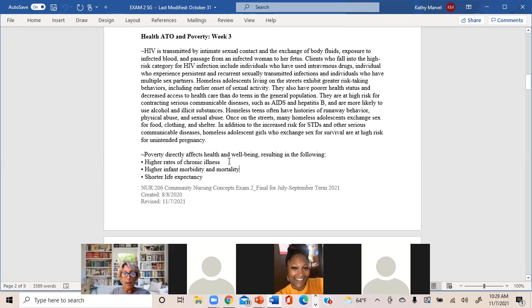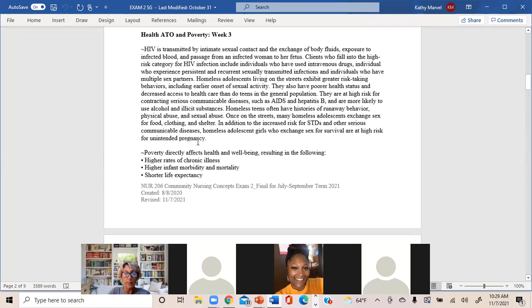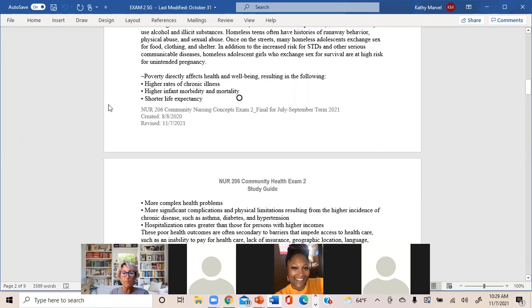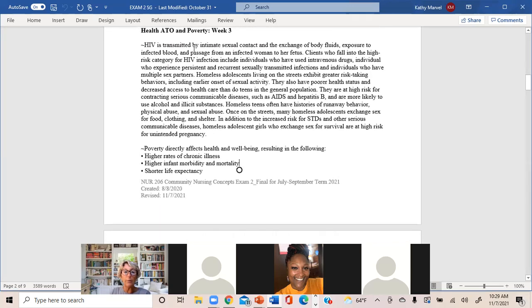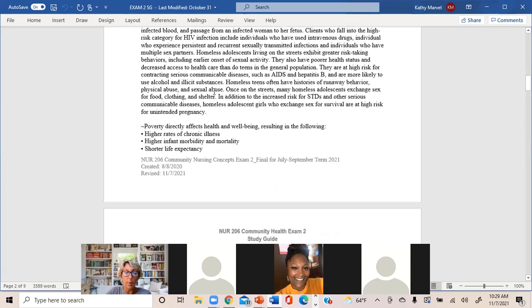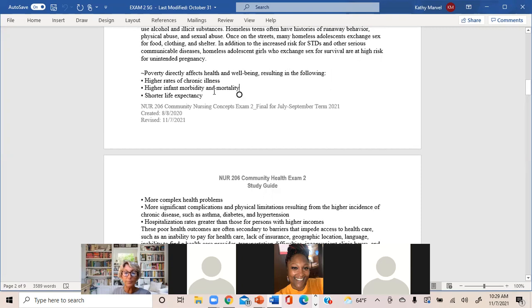We know that poverty directly affects the health and well-being, right? In the following ways. Okay, and these are 5 good bullet points. We know that, and when we talk about poverty, this is the topic, poverty, but these are all the different populations that are at high risk for poverty: HIV, homeless, mentally ill. So we know that poverty, this is important here, poverty directly affects the health and well-being.